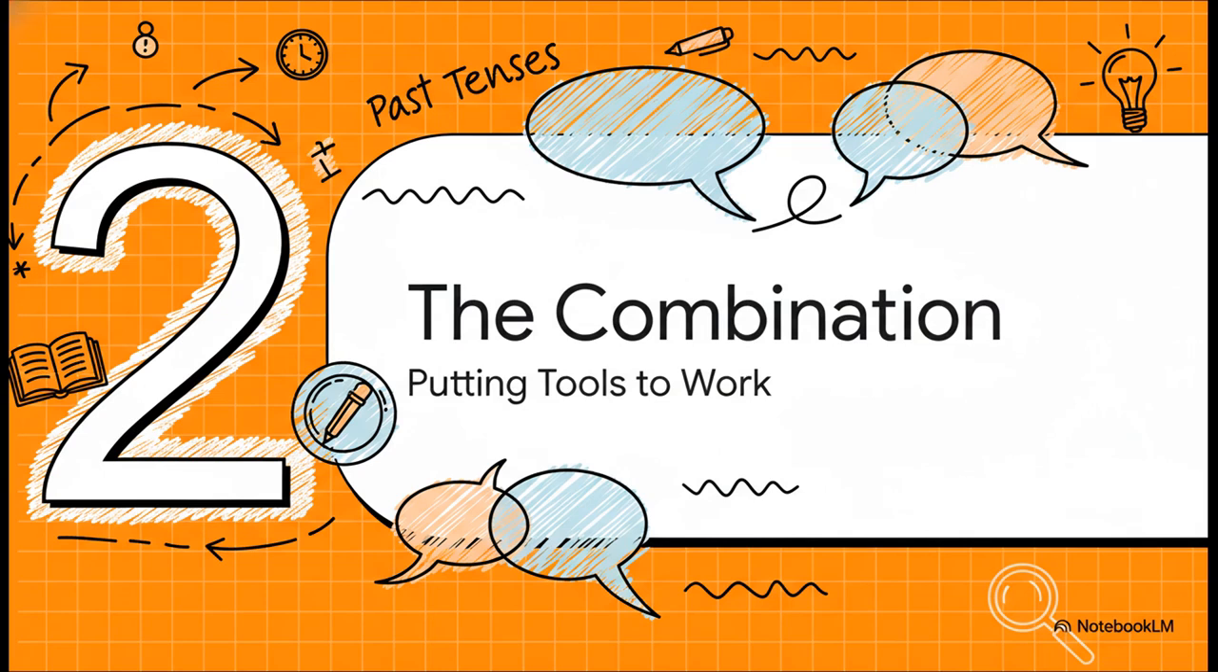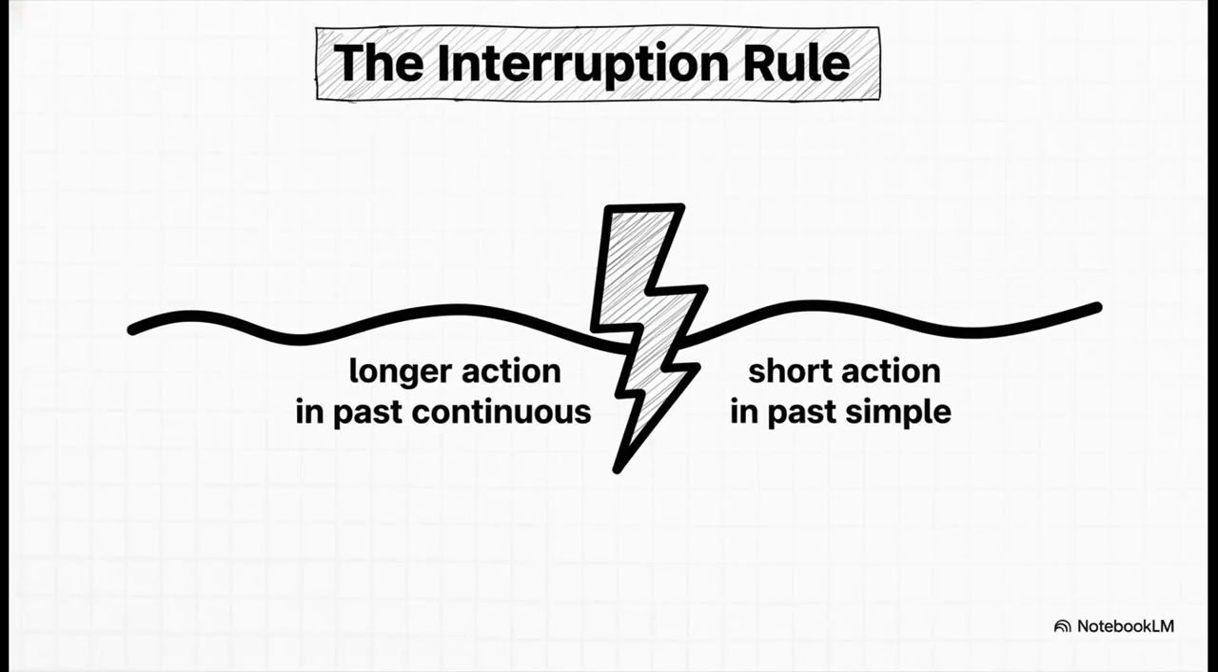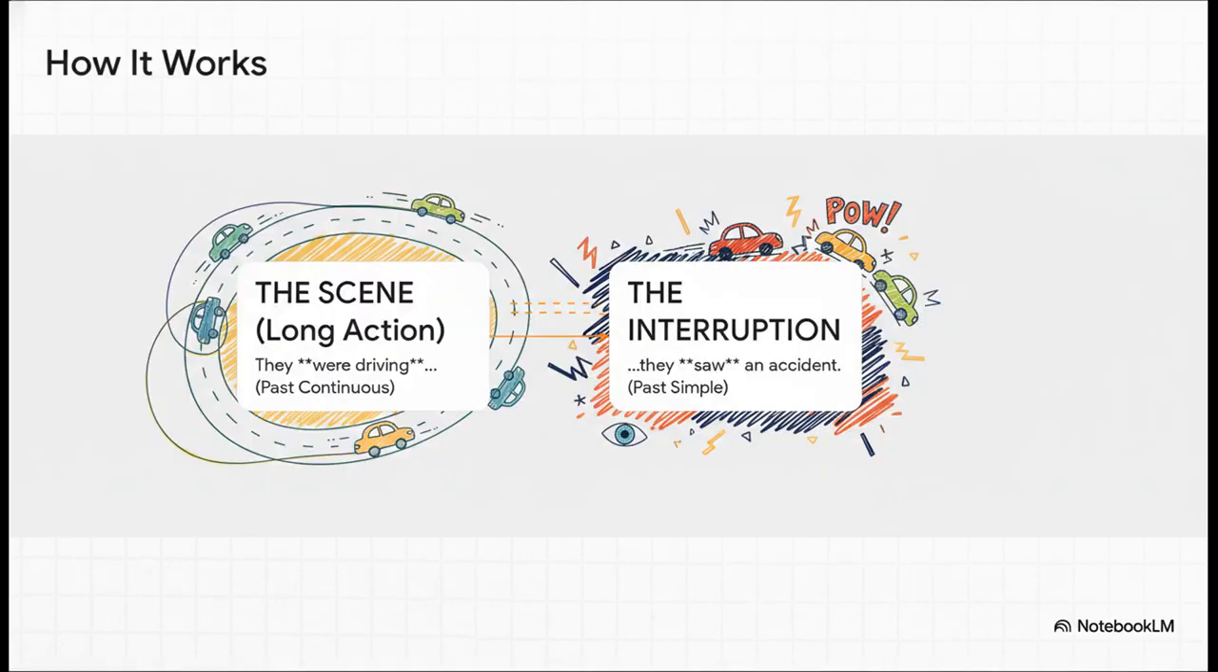All right, so we have our two tools, the snapshot and the movie camera. But here's where the real magic happens, when you use them together. This combination is the absolute key to telling powerful, clear stories. Let's see how it works. And that brings us to the big one, the most powerful technique for storytelling, the interruption rule. This is perfect for explaining accidents or things that happen unexpectedly. And, if you're a pharmacy student, for instance, getting this right is crucial for clearly explaining patient incidents. The rule is actually super simple, but it's so effective.